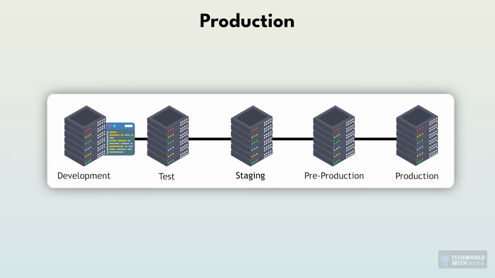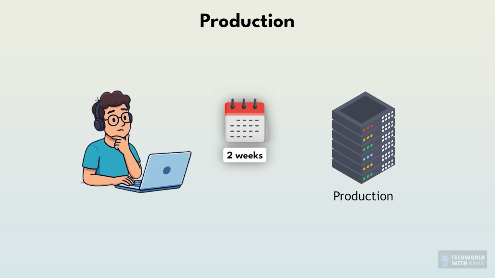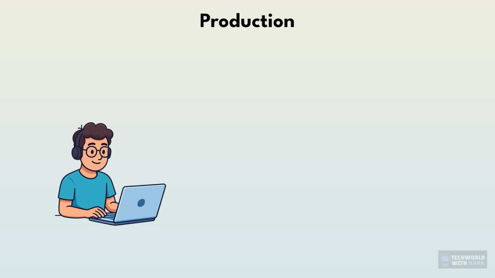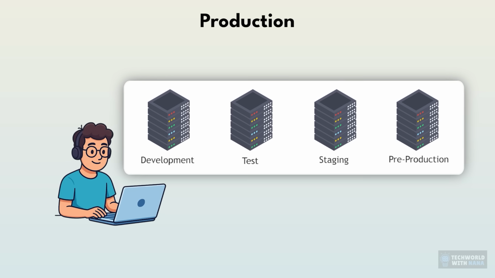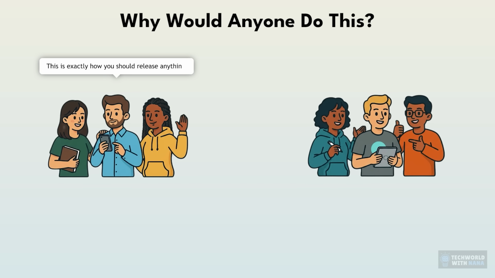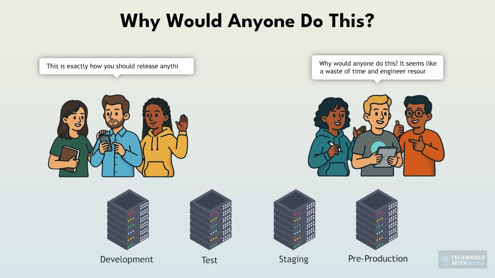And finally, after passing through all these environments, your code reaches production. It's been 2 weeks since you wrote code, or maybe even more, but you're very confident at this point that it works correctly because it's been tested in 4 different environments. Now again, a lot of people here may think that's exactly how you should release anything, but a lot of people would ask, why would anyone do this? It seems like a waste of time and waste of engineer resources. It seems excessive, right? 4 environments before production.